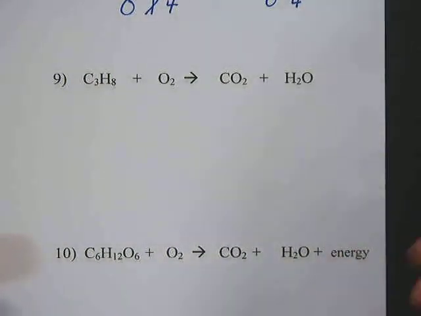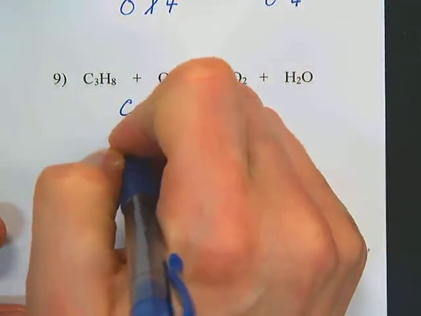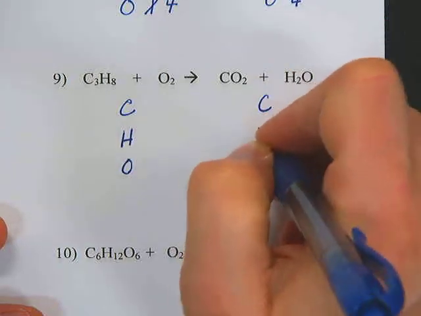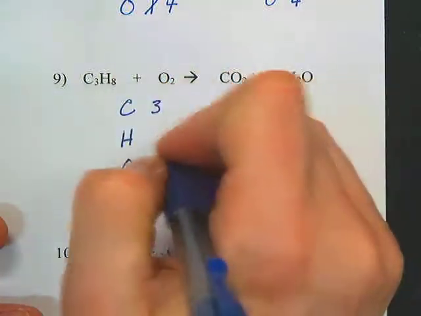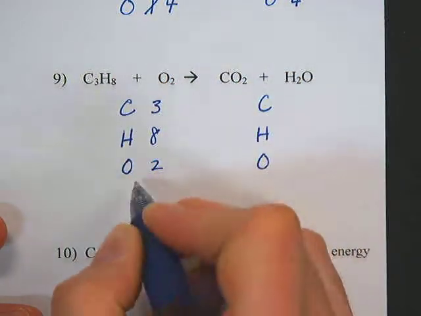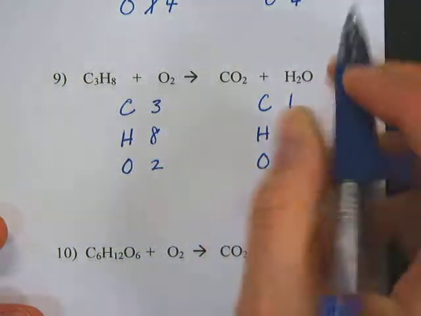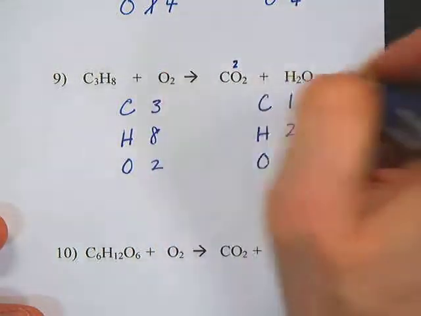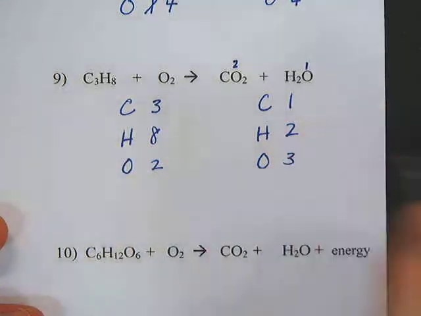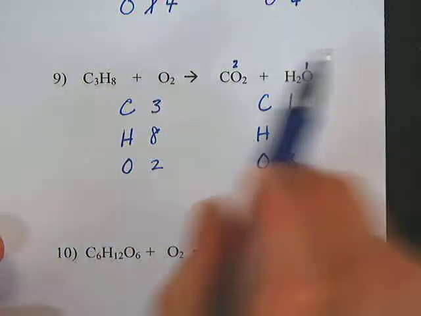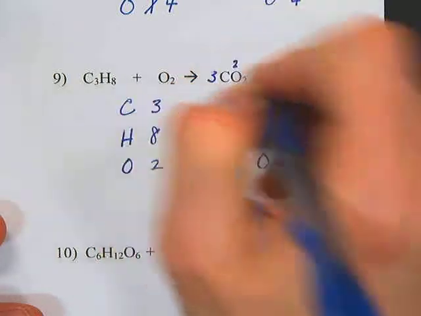Number 9 is, again, a little bit more complicated because we have oxygen on both sides, but again, it's not as hard as number 7. So let's break down the elements that we have. We have carbon, hydrogen, and oxygen on both sides. And on the reactant side, we have 3 atoms of carbon and 8 atoms of hydrogen and 2 atoms of oxygen. On the product side, we have 1 atom of carbon, 2 atoms of hydrogen, and in carbon dioxide, we have 2 atoms of oxygen, and in water, we have 1. So we have 3 atoms of oxygen total on the product side.